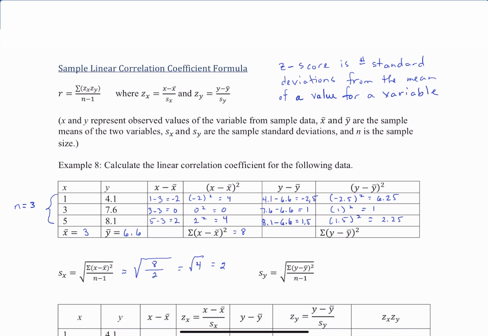Then I add those up, which is going to give me 9.5. So for the standard deviation of the y's, we have a 9.5 in the numerator. Again, we have a 2 in the denominator. And running that through a calculator, we'll get about 2.179.